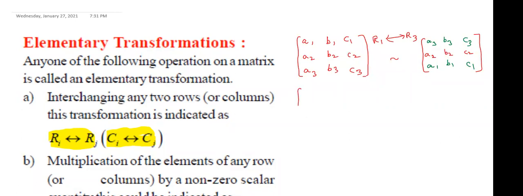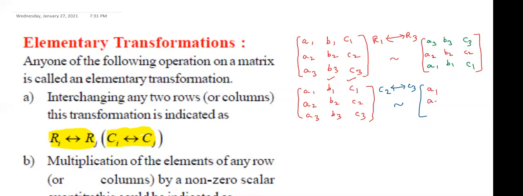And I will give one more example. Write the same matrix: A1, B1, C1, A2, B2, C2, A3, B3, C3. Now, I am going to interchange the columns. C2 is going to C3, C3 is going to C2. Now tell me what we get. Columns are left to right. This is the C2 column, this is the C3 column. So interchanging the columns, but C1 has no change.